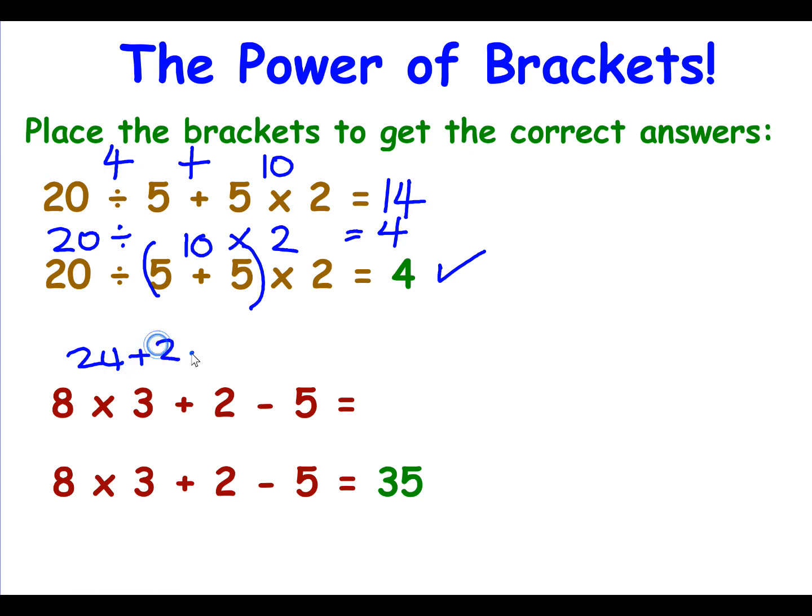Then we have plus 2 minus 5. Because we've just got addition and subtraction left, we read it from left to right. So 24 plus 2 is 26. Take away the 5 gives us 21. So without any brackets, this problem would give us a solution of 21. Now try and place the brackets on the problem to give us an answer of 35 and see what you come up with.